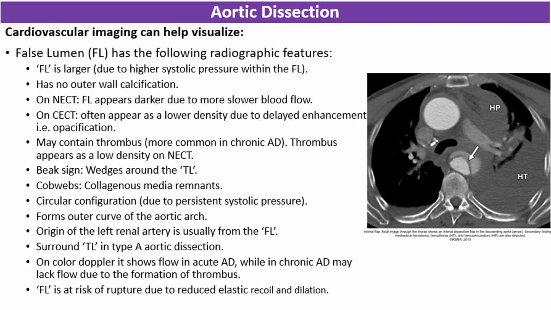Curving of the dissection flap into the true lumen is seen in 63% of acute type B dissections but only 25% of chronic dissections.